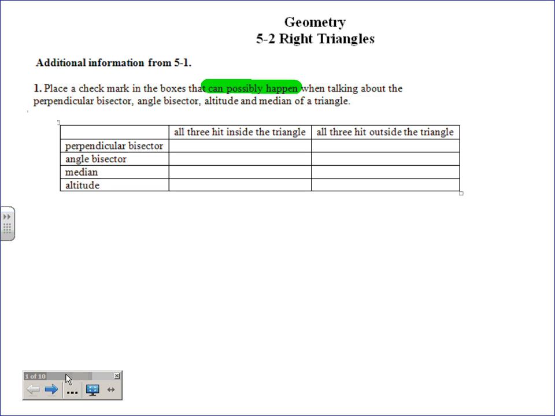So for example, for the perpendicular bisector, was it possible that all three of them, just talking about one triangle, was it possible that all three of them could hit inside the triangle? Yep. So why don't you put the check marks where you believe they belong right now.